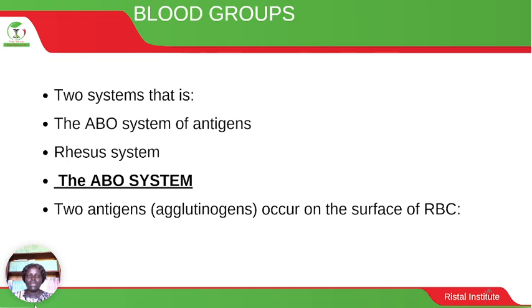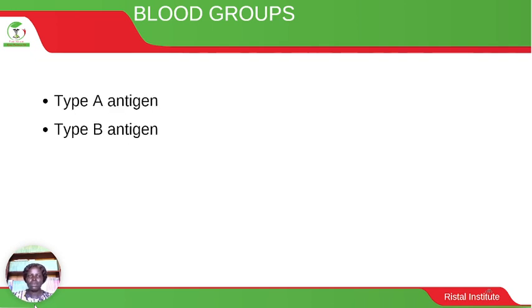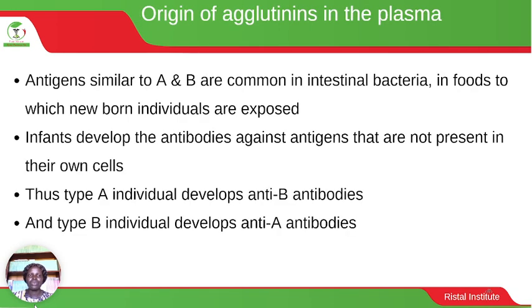Two systems are involved in blood grouping. We have the ABO system, which I have already talked about, which concerns the antigens found on the surface of red blood cells. Then we have the rhesus system. Let us start by looking at the ABO system. Two antigens or agglutinogens occur on the surface of red blood cells: the type A antigen and the type B antigen. Let us look at the origin of agglutinins in the plasma. Where do they come from?